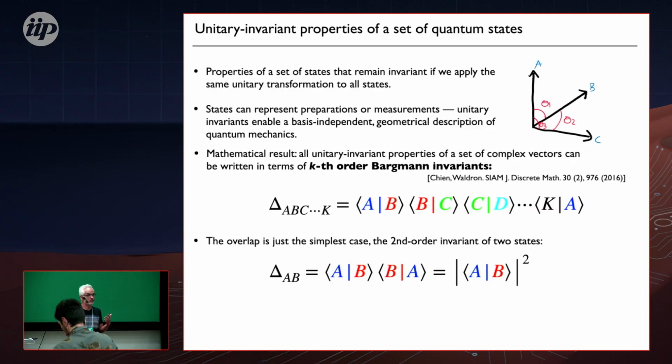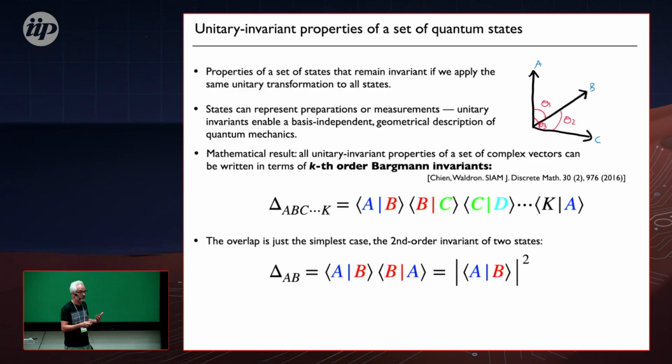If they were mixed states, they are the trace of rho A, rho B, rho C, rho D, rho E, and so on, okay? So these are the invariants I'm interested in. And I'm interested in them because using only those invariants, you can describe any unitary invariant property of a set of states. So they're very simple in form, and you can use them to give a complete description of the properties I'm interested in.